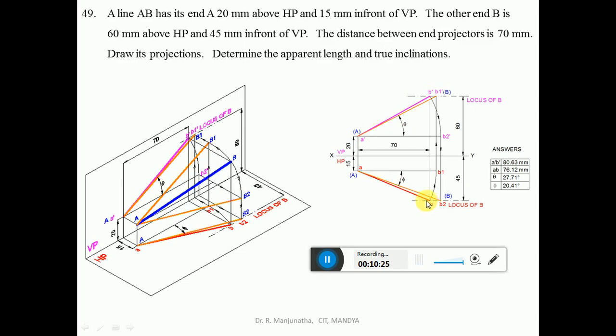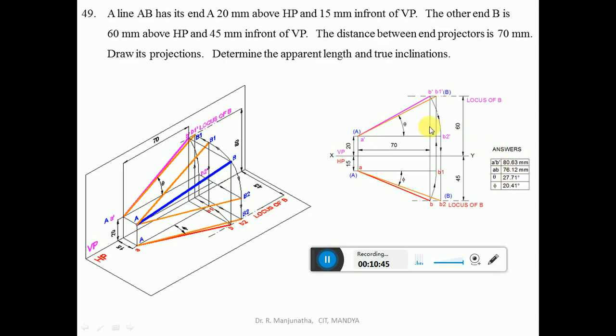So now we know that this is the front view because the top view line is inclined. We know that this is the top view because the front view line is inclined. So this is how we can analyze this. Now we find out the apparent lengths, that is A dash B dash length and ab length, which has been found out here. Let us see after the solution.